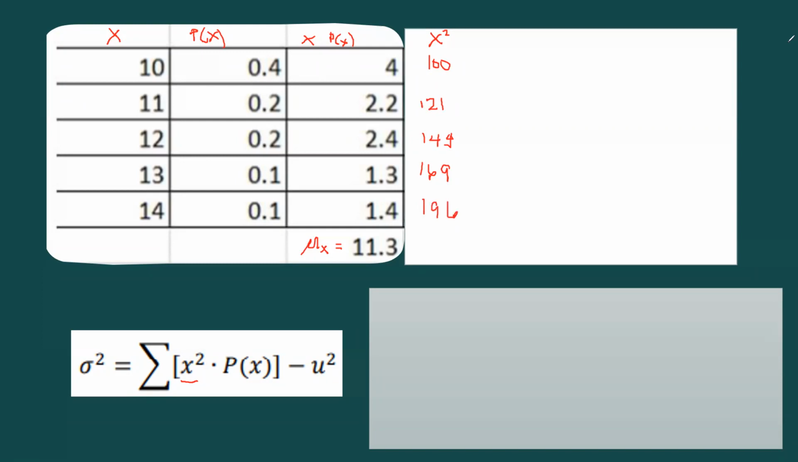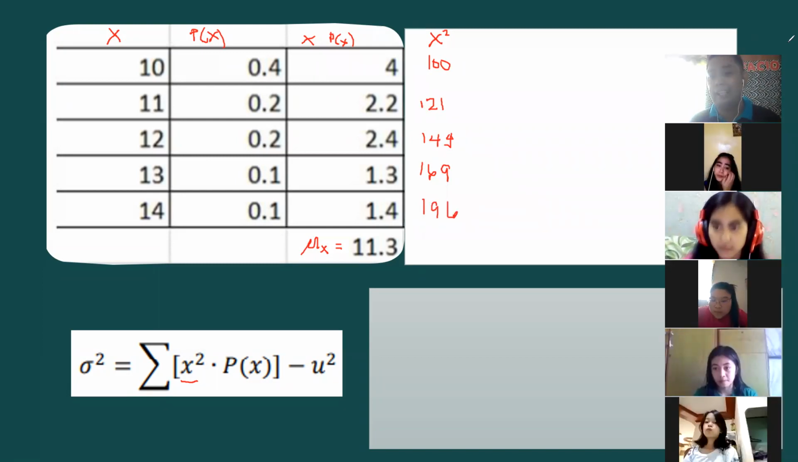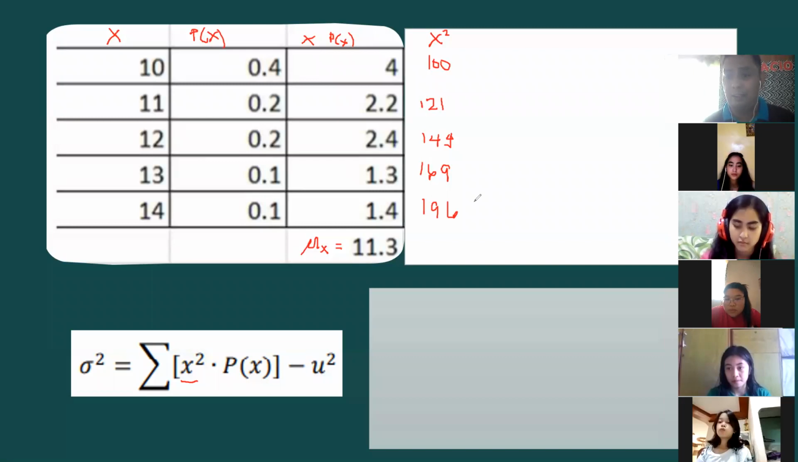Nakasunod po sa process kung ano muna ang ginawa natin? In-square lang natin. So yung x natin, ginawa natin 10 times 10, 100. 11 times 11, 121. 12 times 12, 144. 13 times 13, 169. And 14 times 14 is 196. Clear po tayo doon? Okay. The next step is to multiply it to our p of x. So magiging x squared times p of x.